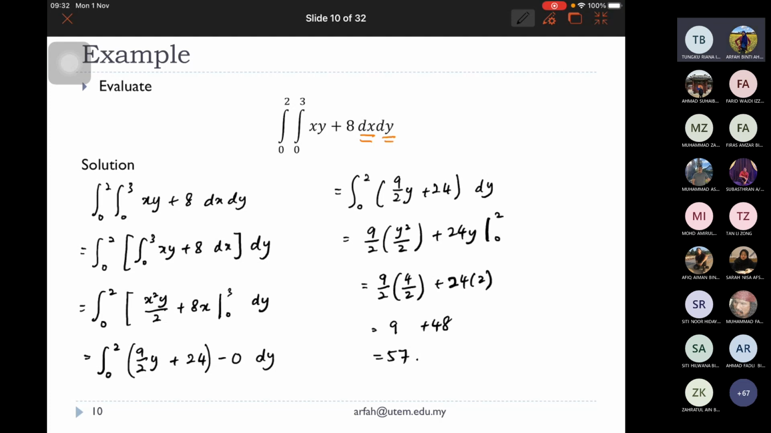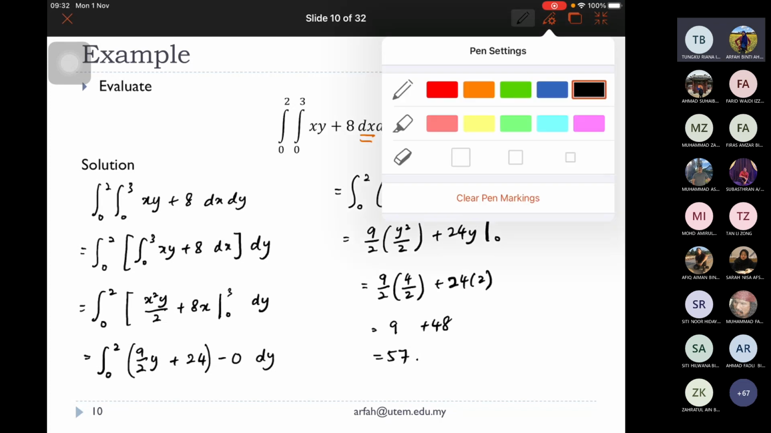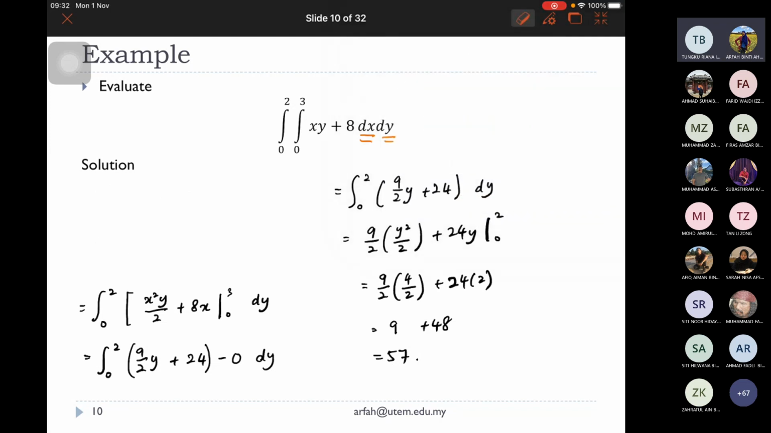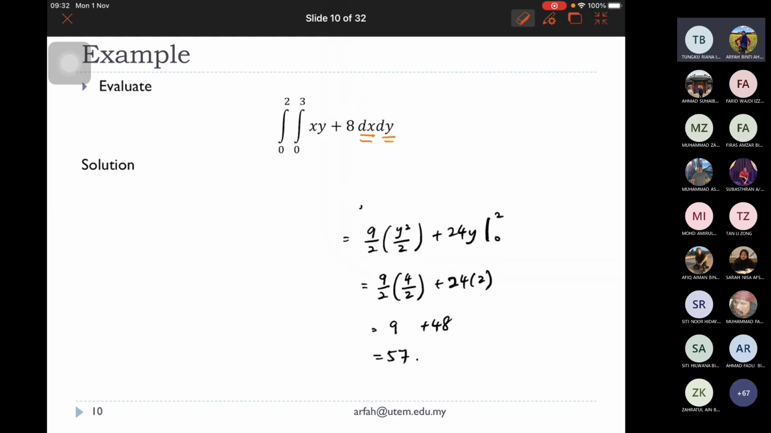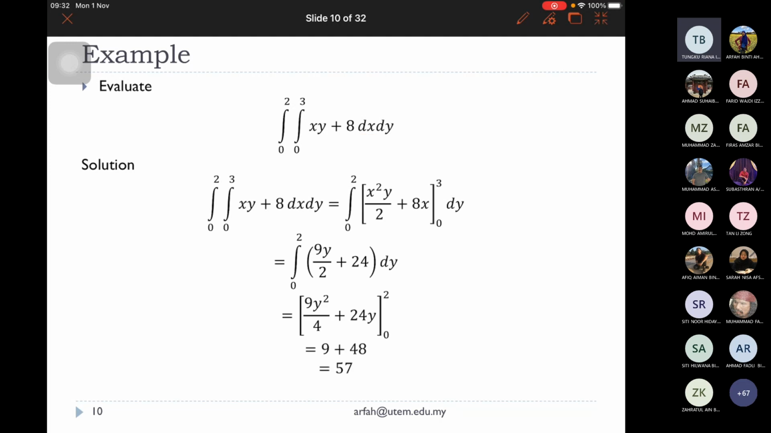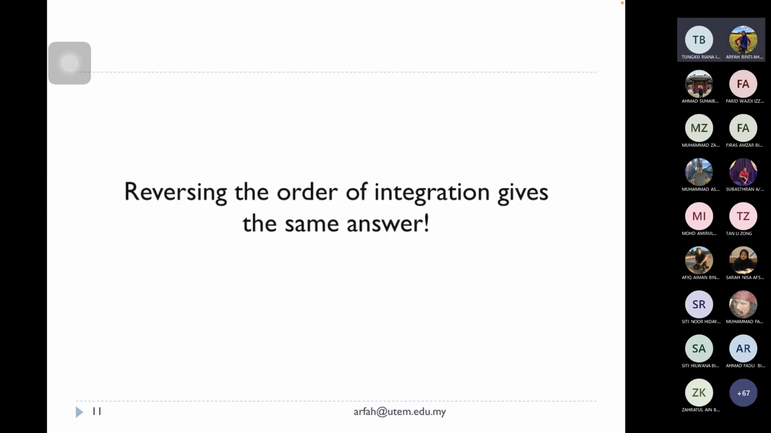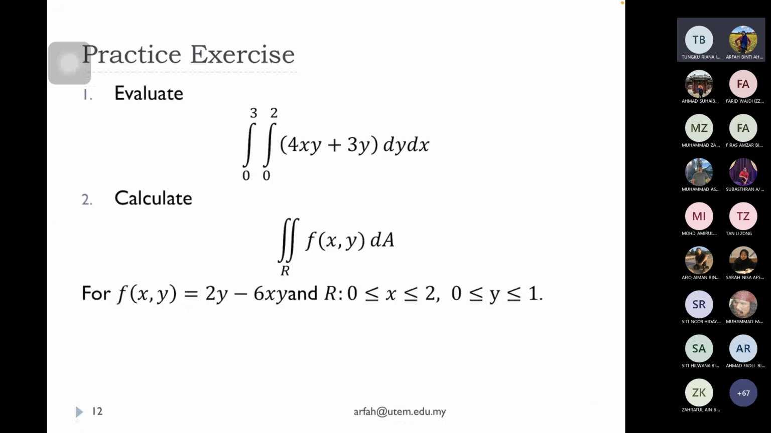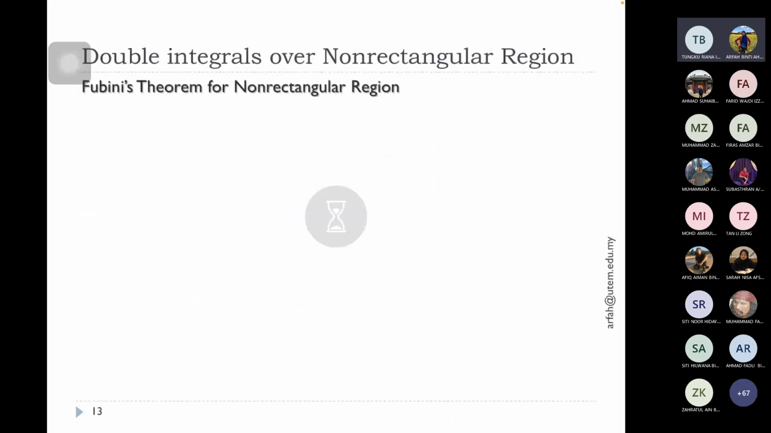Okay, done. So reversing the order of the integration will give you the same answer. So let's try this exercise. Cuba buat exercise ni.